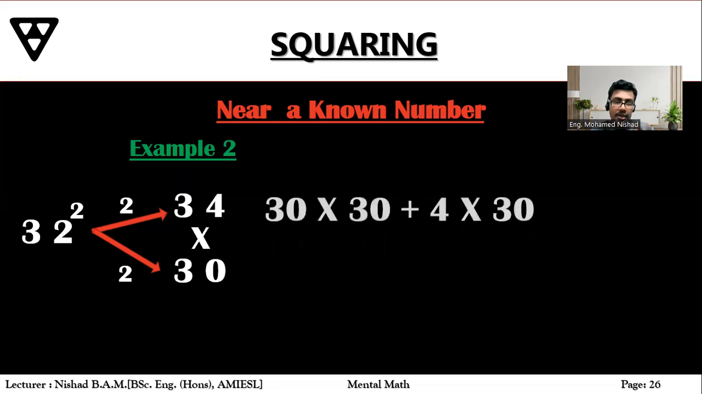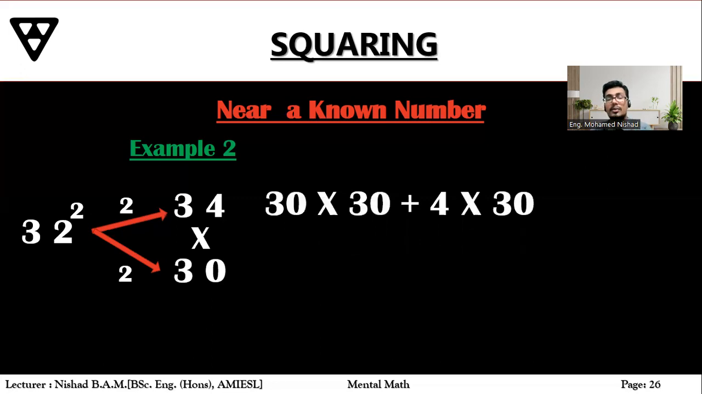So likewise, if we do that, 30 times 30, it will be 900. And then 4 times 30, it will be 120. So then if we add them together, it will be 1020. Right? It will be 1020. That is how we exactly do that from our mind. These are from our mind, right?